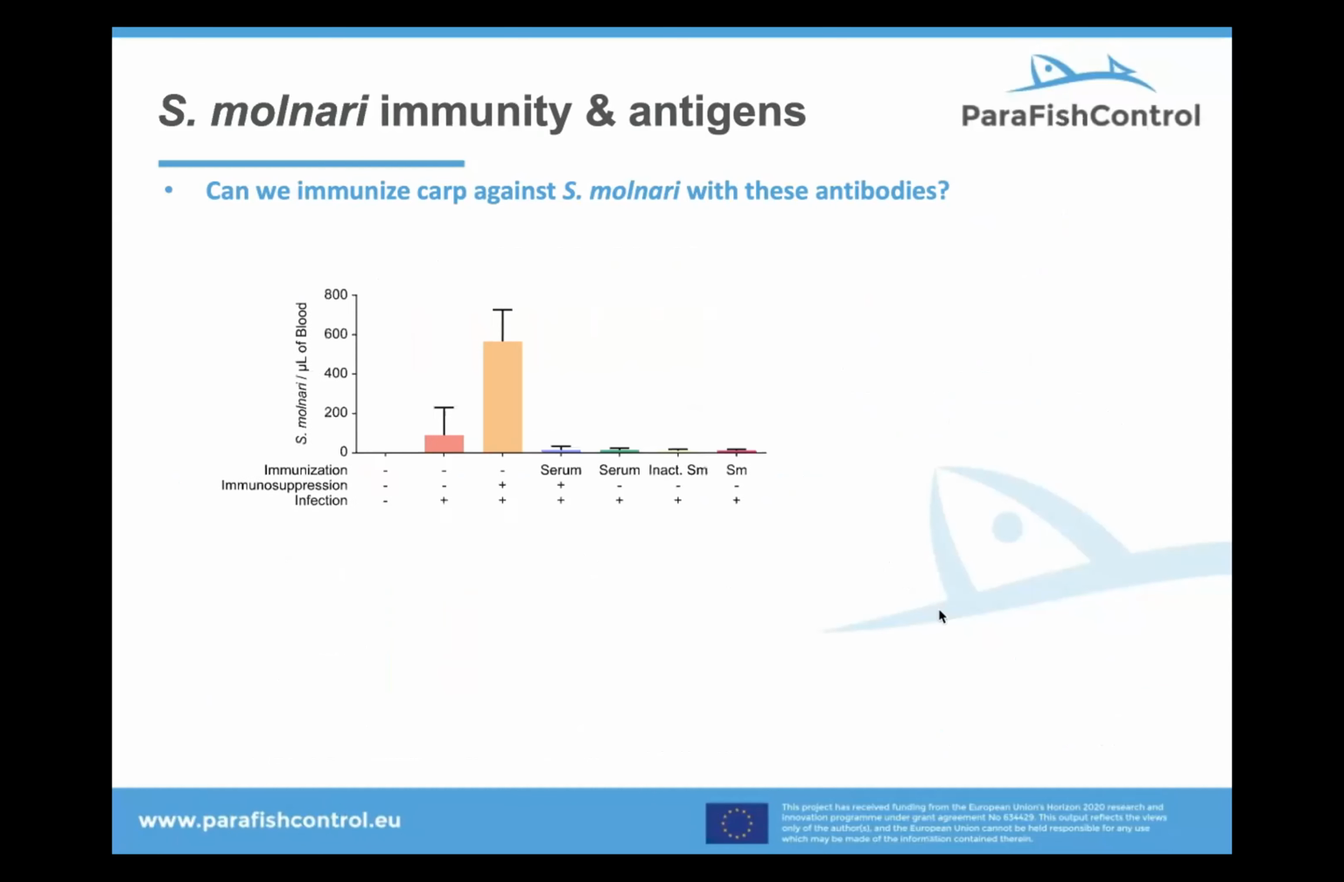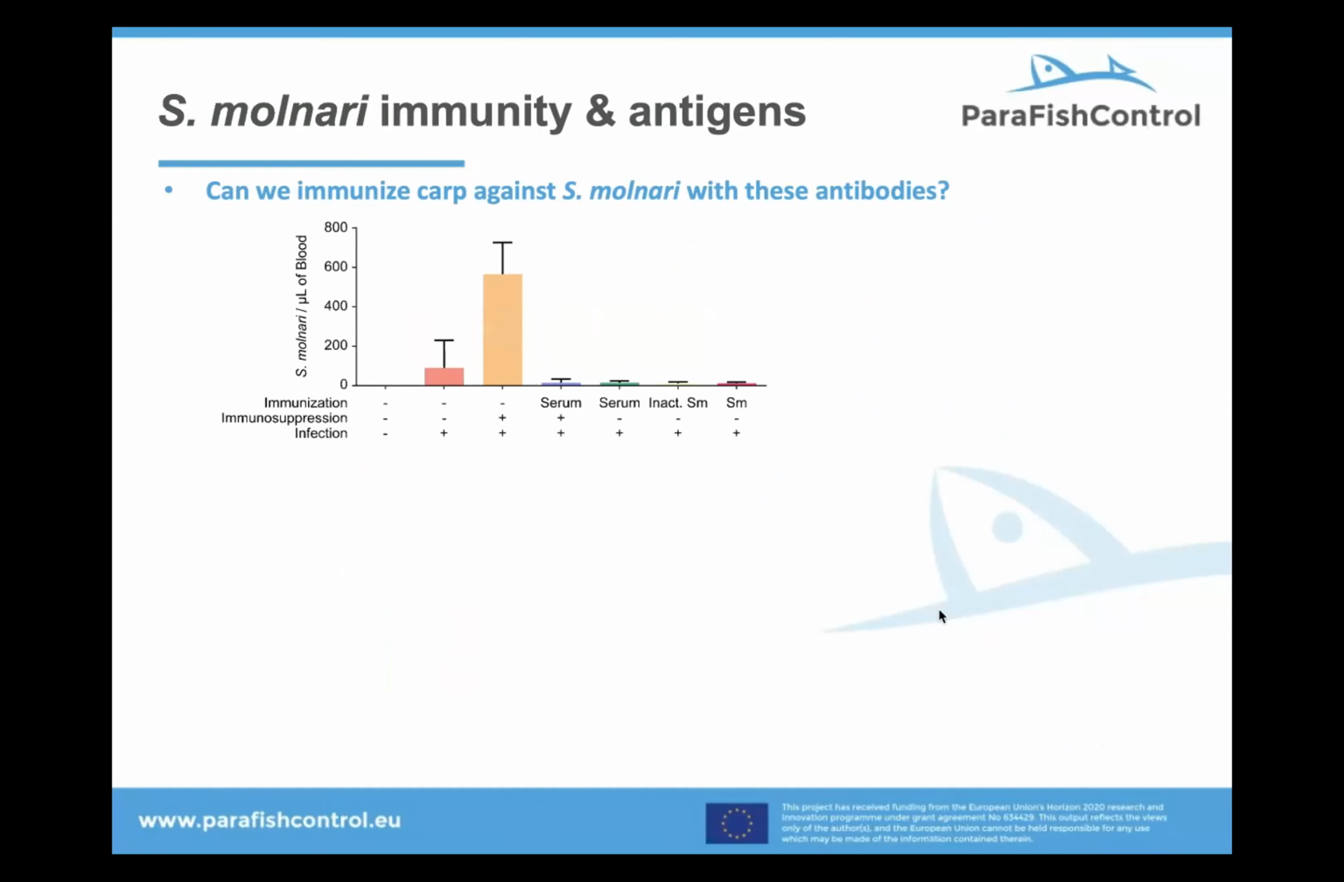So can we use them to immunize carp against Sphaerospora molnari? And that worked really nicely. You have the same two bars of parasite numbers here again.